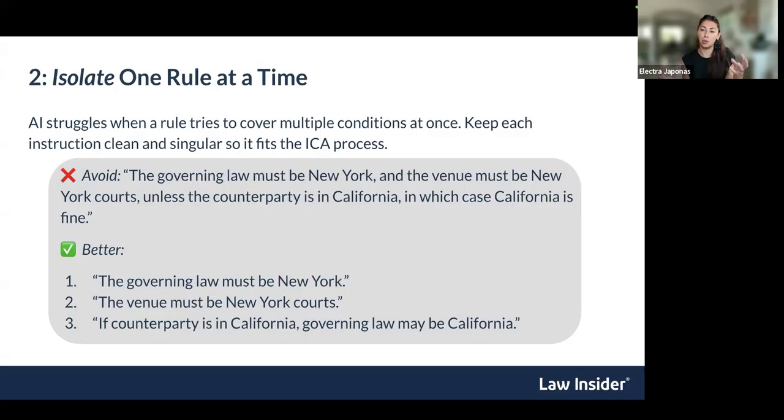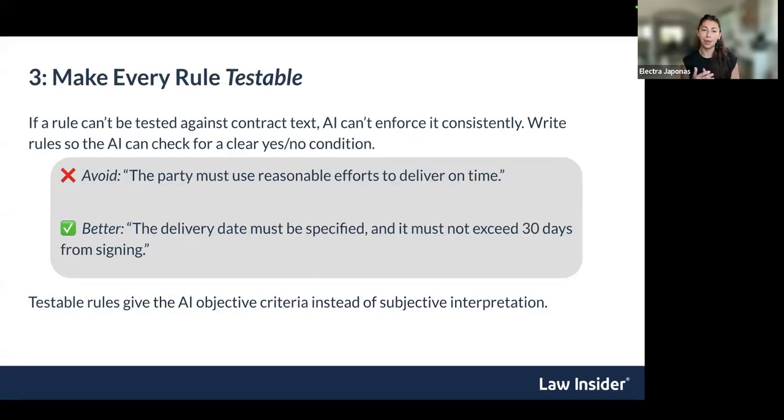So the more granular you are, the more accurate the output will be. So try and keep one rule at a time. Even if you've got 3 ensures that are relevant to liability, it's best that you split those out into different prompts and different playbook rules, because that will be easier for your AI to process. And then another thing is make every rule testable.